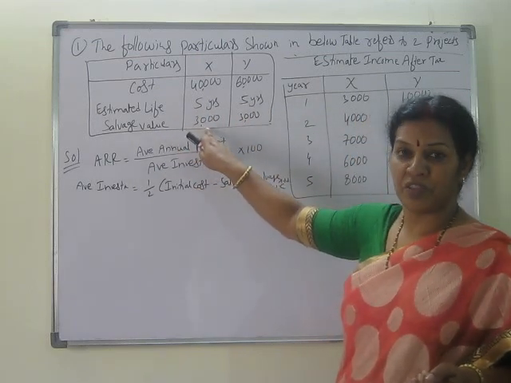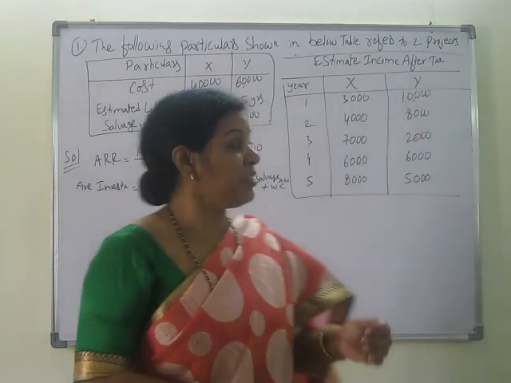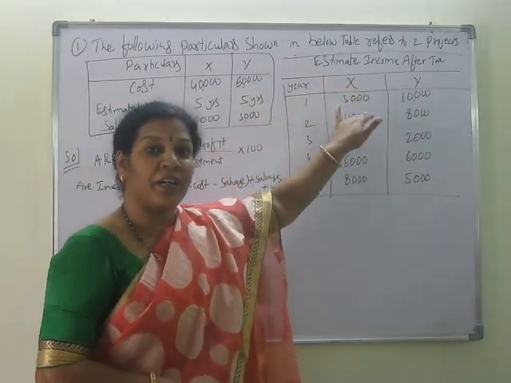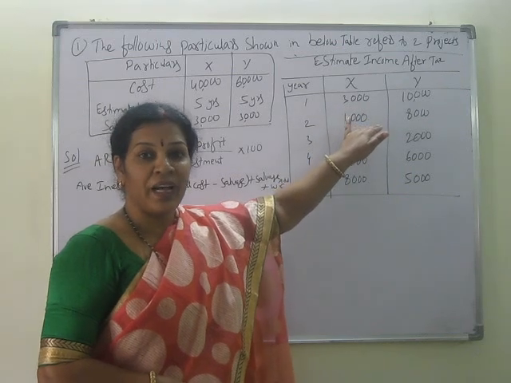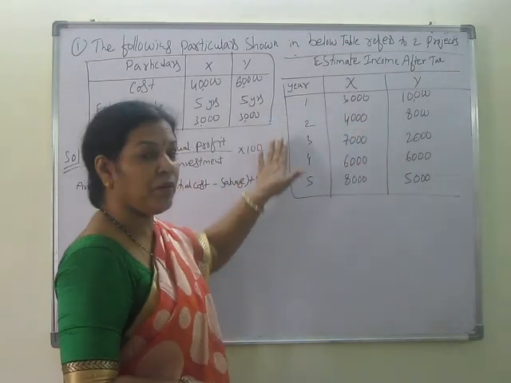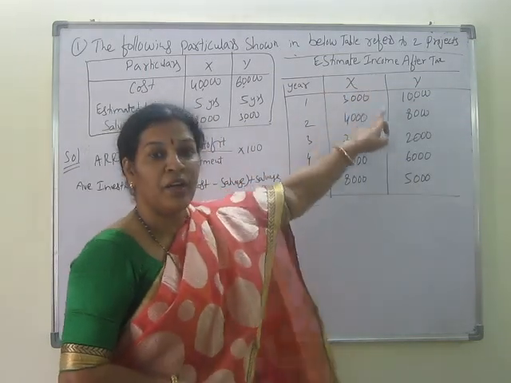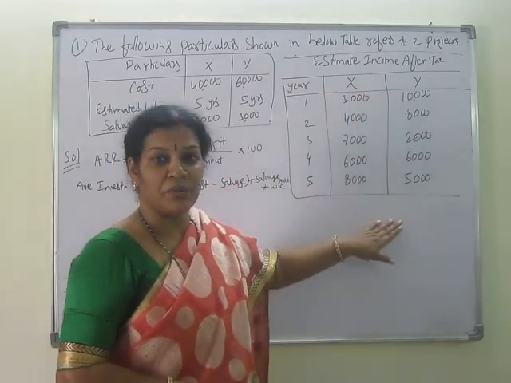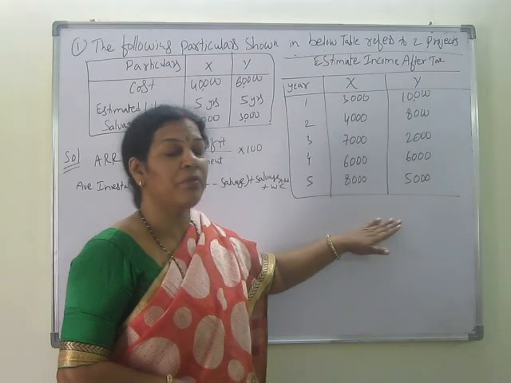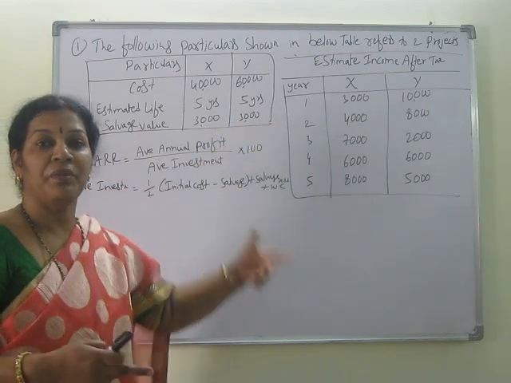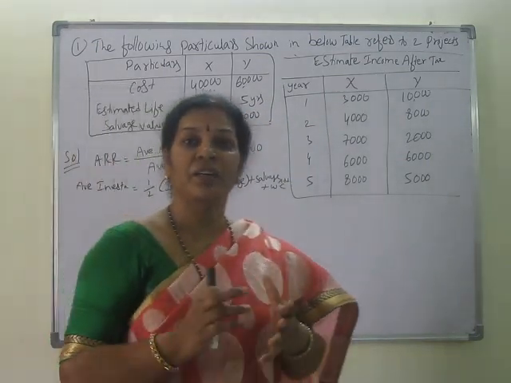Salvage value is 3,000 for both the projects. Also given to us is the estimated income after tax, meaning cash inflow, for all 5 years, for X and Y. For X it is this much and for Y it is this much. This is the investment. Every year we are going to get an inflow of this much. Investment is 40,000 and 60,000. And we are required to calculate the ARR.